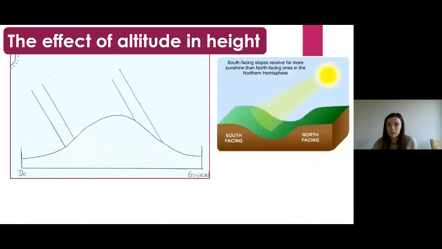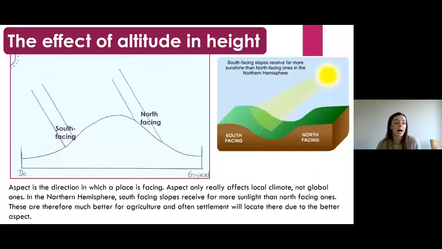Another local effect on climate is the effect of, it shouldn't say altitude there, if the slope is north facing or south facing. So if it's south facing, it receives much more sunlight than north facing. Sorry, that should say aspect. So aspect is the direction in which a place is facing. Aspect only really affects local climate. In the northern hemisphere, south facing slopes receive much more sunlight than the north facing ones, therefore are better for agriculture, and often settlement will locate there for the better aspect. If you're wanting to buy a house or sell your house, south facing windows are a good selling point. It's all to do with how the sun rises in the day.